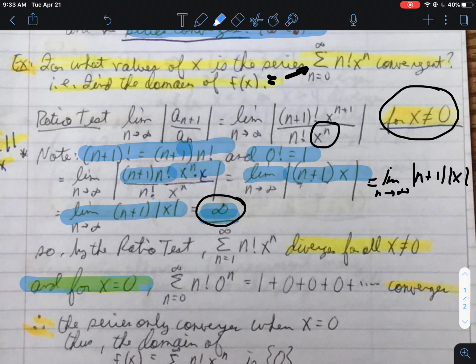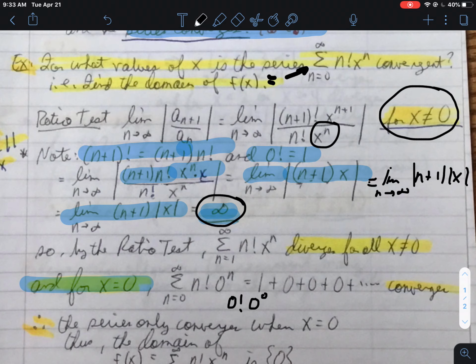But we defined 0 to the 0 for n equals 0. We said 0 to the 0 would have a value of 1, and we also defined 0 factorial as having a value of 1. So for n equals 0, I've got 0 factorial times 0 to the 0, but both of those, by definition, we said have a value of 1.